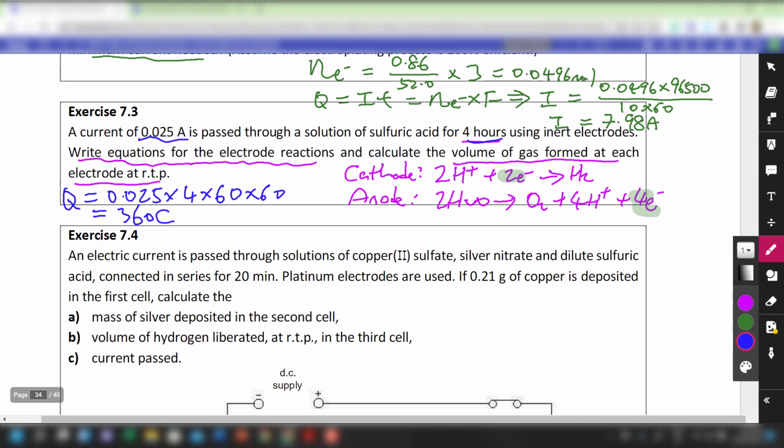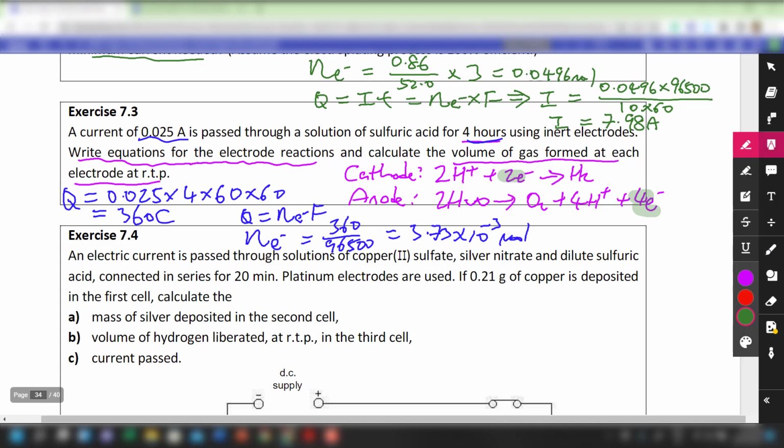And of course we know that Q is equal to the number of moles of electrons transferred multiplied by Faraday. So therefore the number of moles of electrons transferred is equal to the quantity of charge, that's 360, divided by the Faraday constant, that's 96,500. Then we punch our calculator, we should be able to get 3.73 times 10 to the power of minus 3 moles over here.